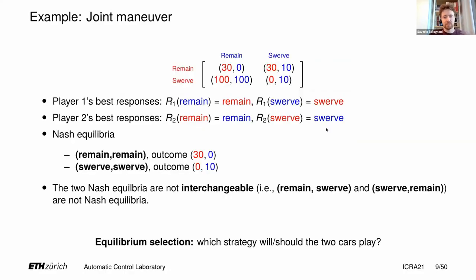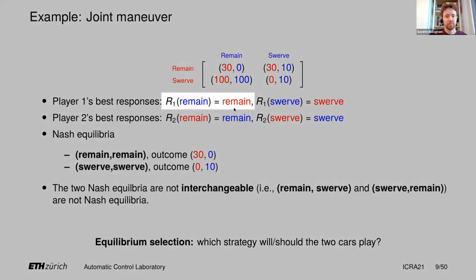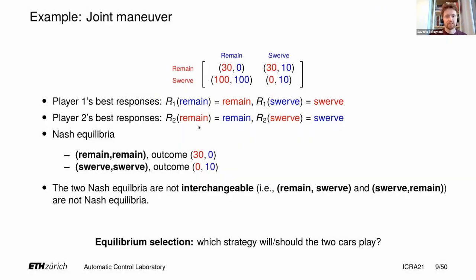Of course, you can do the same. You can just do it in the matrix, or you can do it using this fixed point interpretation that I just provided you with. The best response of player 1 to remaining in the lane, so to player 2, blue, remaining on the lane, is to remain on the lane. And the best response for player 1 to player 2 swerving, is to swerve as well. Okay. Similarly, for player 2, the best response to remaining is to remain. The best response to swerving is to swerve. And so if you look at what are the fixed points of these equations or of these sets, what you get is that the two Nash equilibria are to remain with outcome 30 and 0, and to swerve with outcome 0 and 10, okay, for the two players respectively.